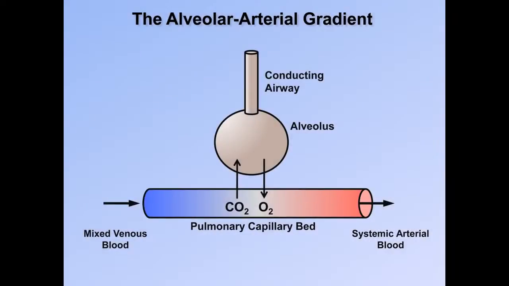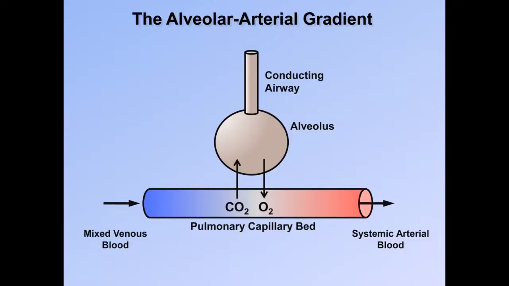So let's talk about the AA gradient, which stands for the alveolar arterial gradient. To better understand this value, I'm going to revisit this diagram from Lecture 2. As I'm sure you know, carbon dioxide from the returning mixed venous blood diffuses from the pulmonary capillary bed into the alveoli, while oxygen from within the alveoli diffuses into the pulmonary capillaries and leaves into the systemic circulation.